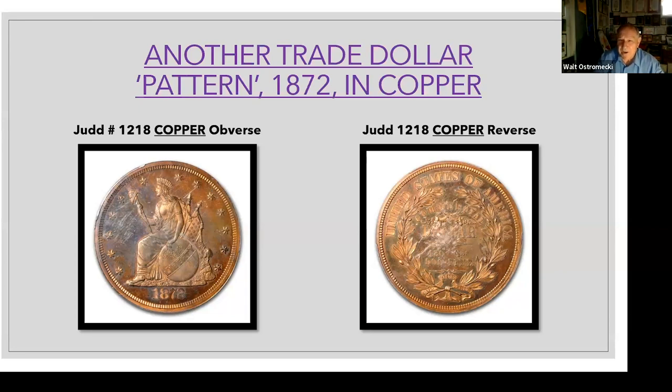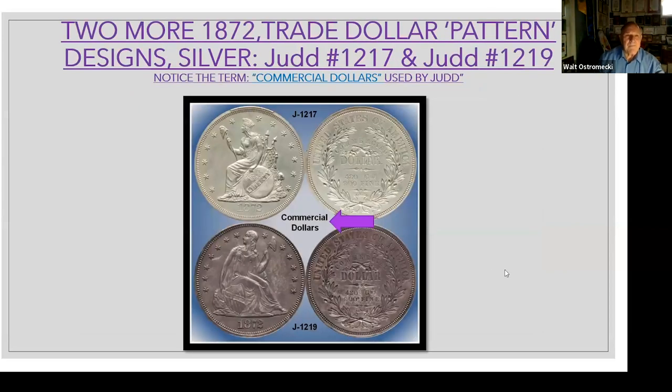Well, this is a nice one here. It has a lot of scratches because it's been badly handled over the years. Okay, there's two more. And it's interesting to note, here's two more Judd patterns. These are both in silver. Notice the difference in color from the Judd pieces. These are 1217 and 1219.